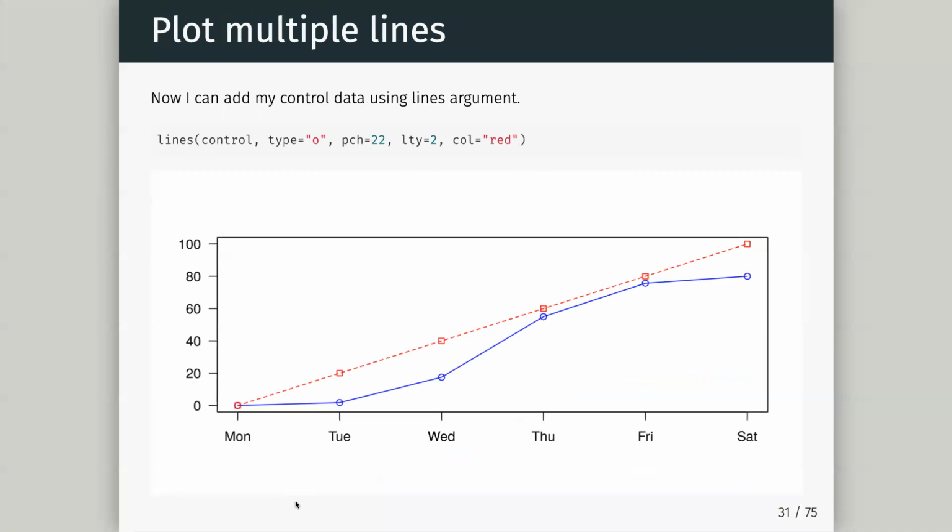So now we can add in the lines to this because we know the ranges were set correctly when I built it originally. I set it with the result of the range function. So I'm going to add my lines. Type equals O, point type is 22, line type is 2, and then I'll give it the colors.